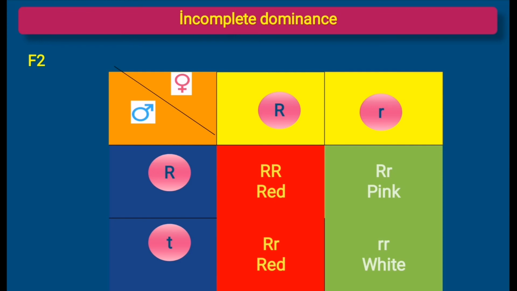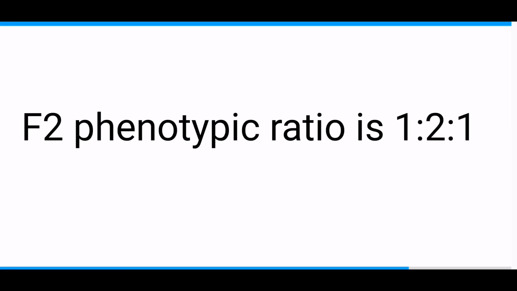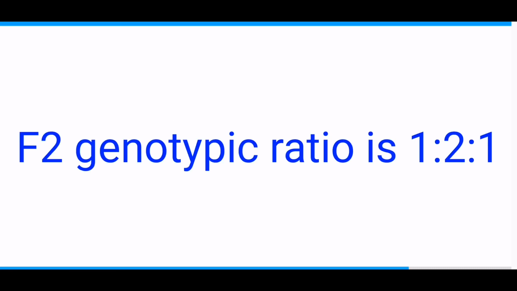It was discovered by Carl Correns in Mirabilis jalapa. In incomplete dominance, both phenotypic and genotypic ratios are the same. The phenotypic ratio is 1:2:1, that is 1 red is to 2 pink is to 1 white. And the genotypic ratio is again 1:2:1, that is 1 capital R capital R, 2 capital R small r and 1 small r small r.